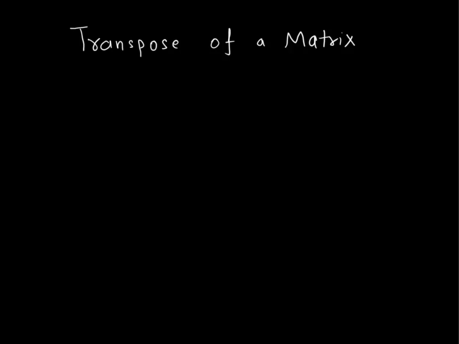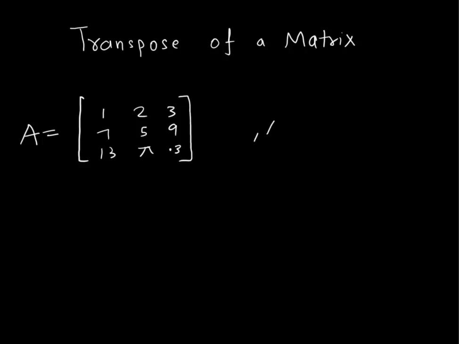So let us say I have a 3 cross 3 matrix, and let me just input any random set of data like 1, 2, 3, 7, 5, 9, 13, pi, and 0.3. And this is my matrix A, and I want to calculate the transpose of A, or A transpose. This is what I want, and this is obviously a 3 cross 3 square matrix.